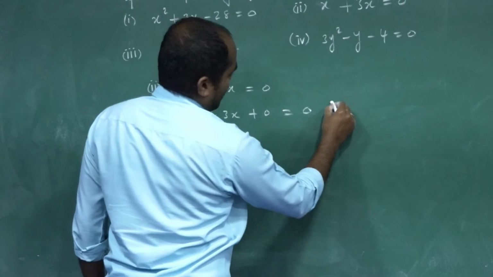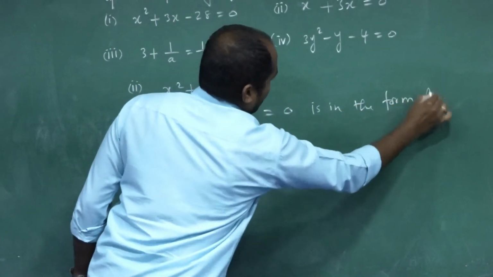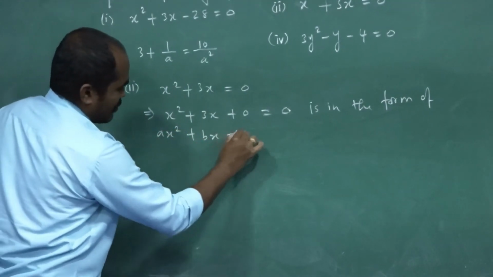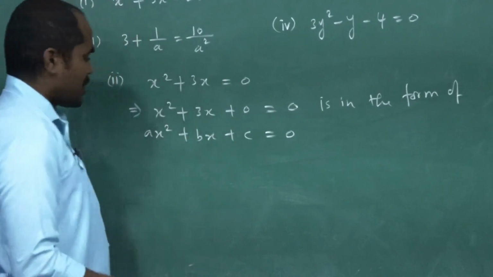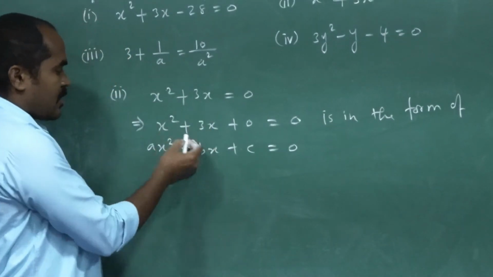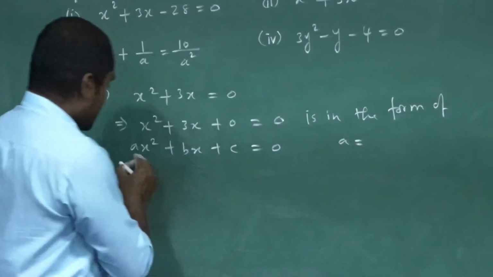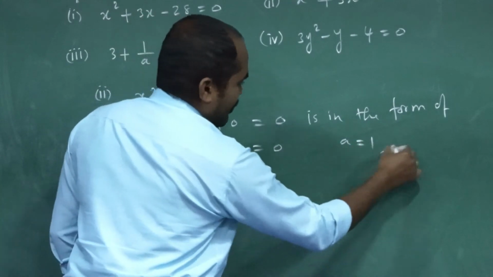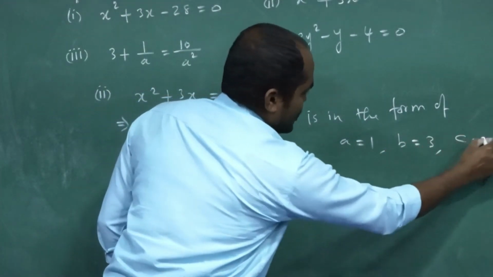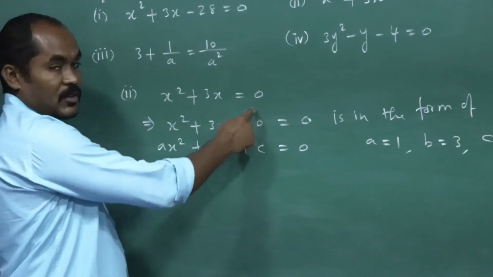So it is also in the form ax² + bx + c = 0. Compare the given equation and the general form. We get a value is 1, b value is 3, and c value is 0.